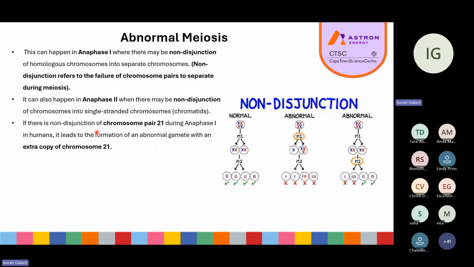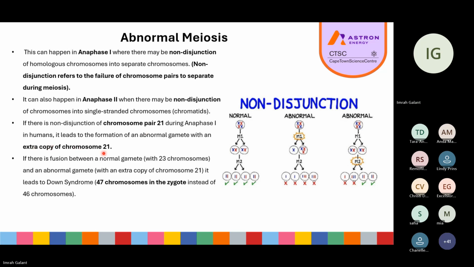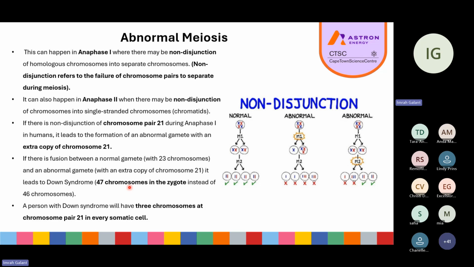So if there is non-disjunction of chromosome pair 21, that's where abnormal meiosis takes place, it leads to the formation of an abnormal gamete with an extra copy of chromosome 21. Now, if there is fusion between a normal gamete with 23 chromosomes and an abnormal gamete with an extra copy of chromosome 21, this will lead to Down syndrome. So at the end, the zygote will have 47 chromosomes instead of 46. A person with Down syndrome will have 3 chromosomes at chromosome pair 21 in every somatic cell. So this is how you would write out the process of abnormal meiosis if that is asked in the exam.